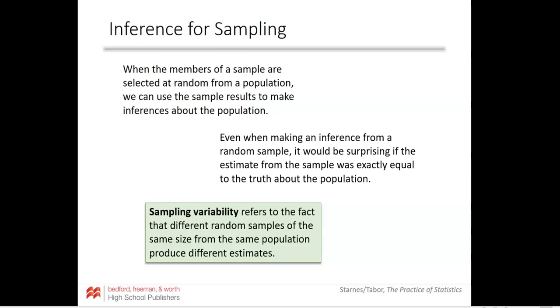It refers to the fact that different random samples of the same size from the same population produce different estimates. That's absolutely true. So if you were trying to figure out the true percentage of blue M&Ms, and you open up a pack of M&Ms, you counted how many blues, and you got the percentage. Then you open up a different pack of the same size, so same number of M&Ms. Most likely you would get two different percentages in those two samples. And that's what it's saying.